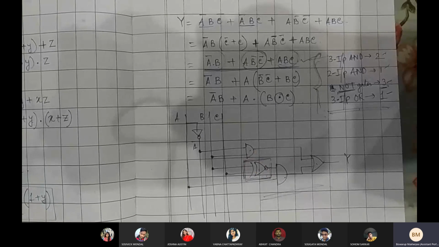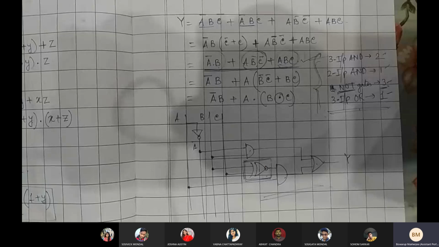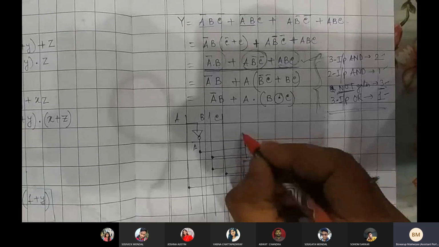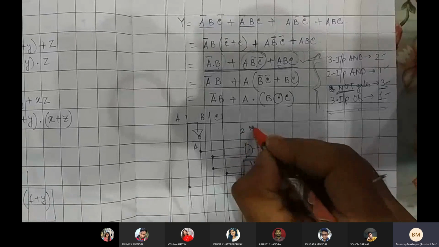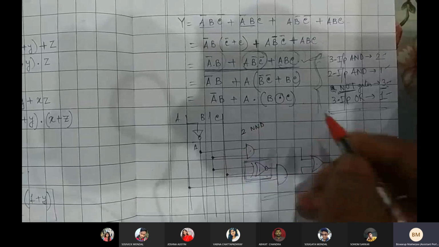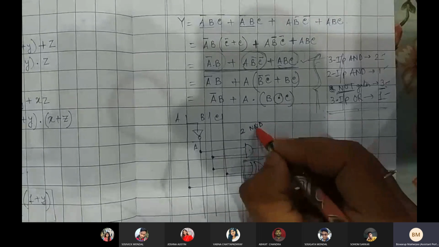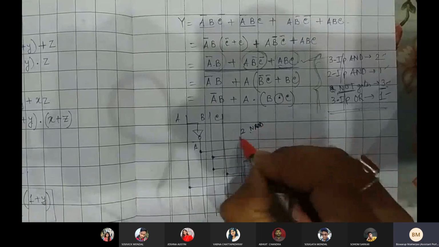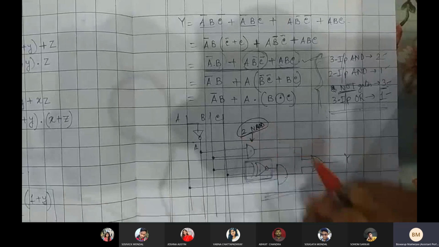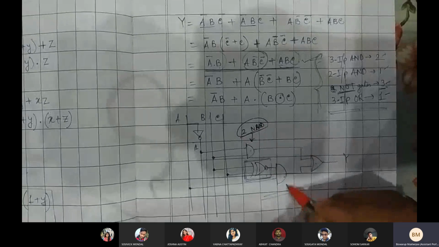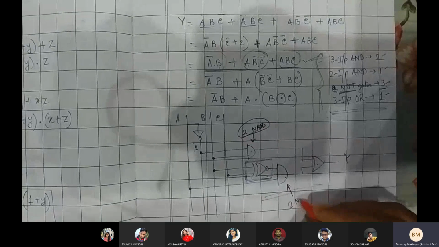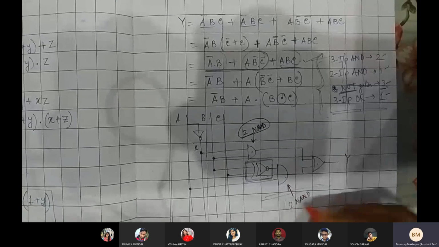NAND দিয়ে একটা AND gate বানাতে গেলে how many numbers of NAND gates are required? There you will be requiring at least 2 NAND gates. দুটো NAND gate লাগবে, right? So this can be drawn with 2 NAND, and I am talking about 2 input only. So 2 NAND to make this AND. Similarly, this one also 2 NAND. দুটো NAND লাগবে.